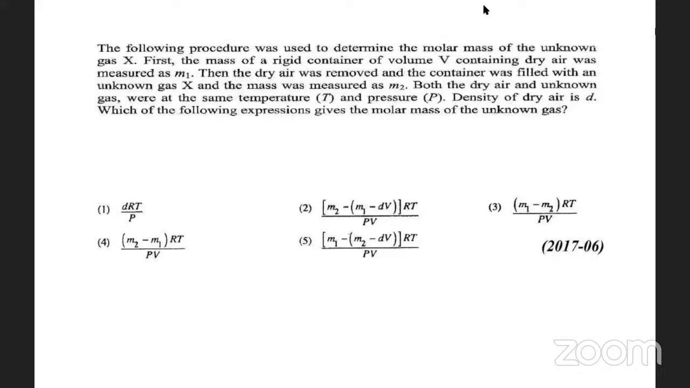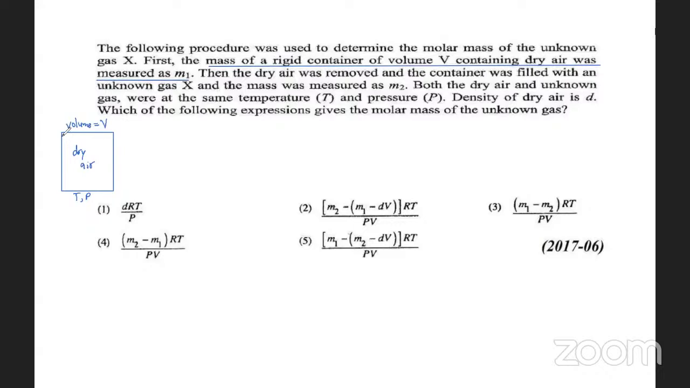Now, interesting. First of all, they have told us that initially there was this rigid container, so it will have a constant volume, and it consists of only dry air. The volume of the container is V, and they are both maintained at the same temperature and pressure. So temperature is T, pressure is P. Now the mass of the rigid container of volume V containing dry air was measured as M1.